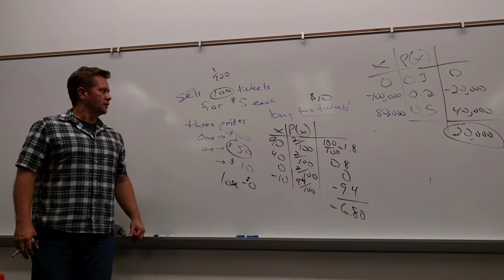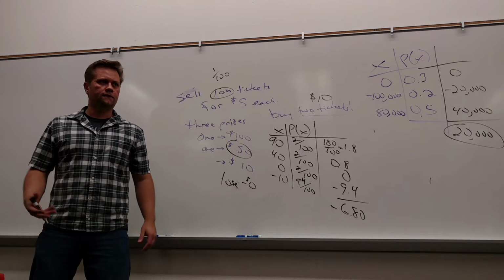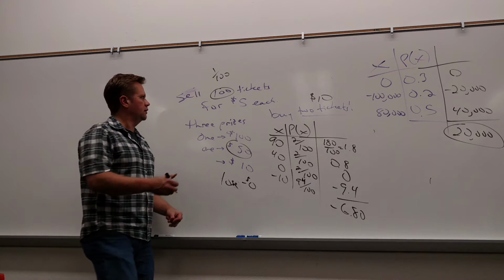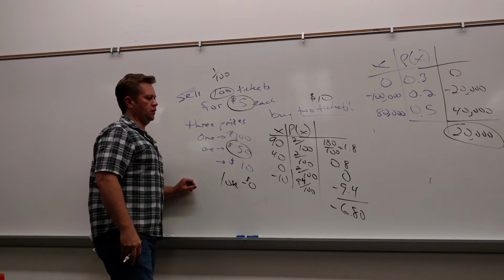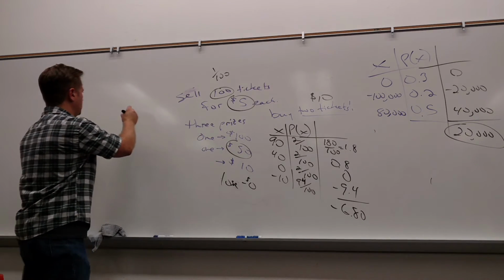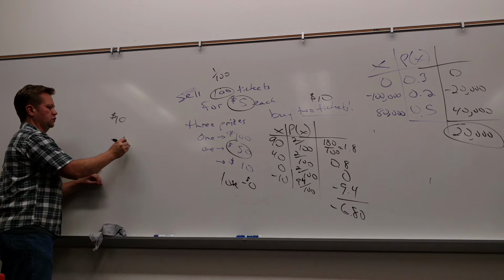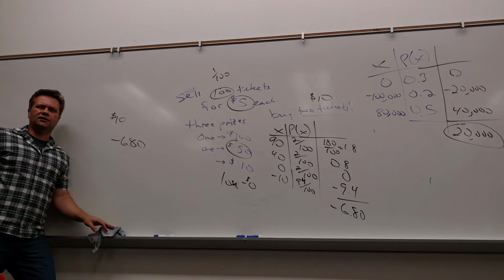Whoever made this lottery wasn't very fair about it, right? How much did it cost to buy? It was $5 a pair, right? So I paid $10 for my 2 tickets, and I can expect to lose $6.80.